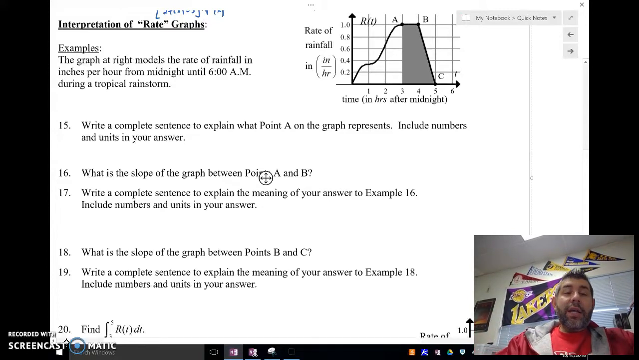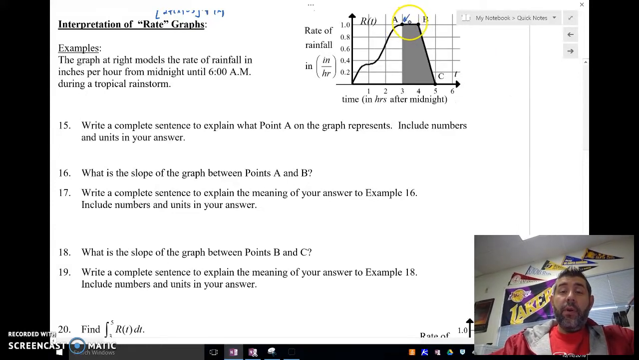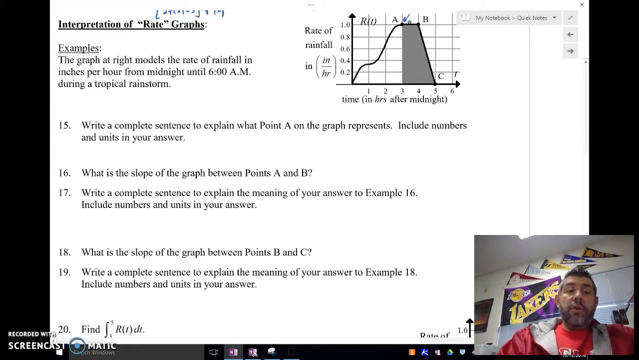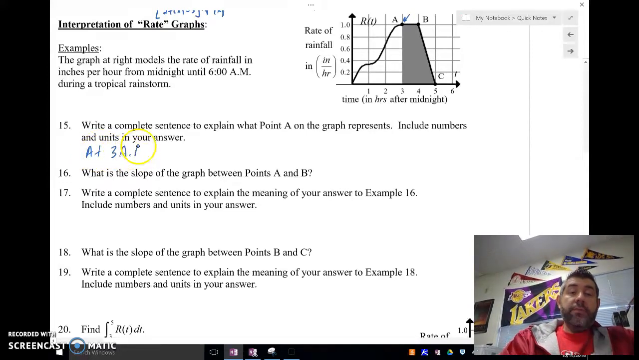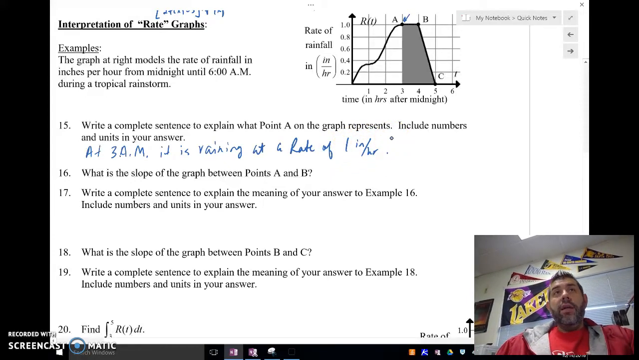Write a complete sentence to explain what point A represents, and include our units. That represents the rate. So at 3 a.m., it is raining at a rate of 1 inch per hour, right? Because that's, again, the rate at which it's raining.